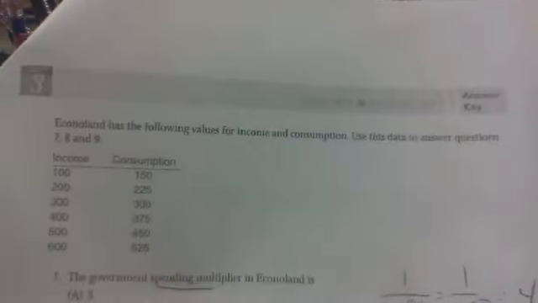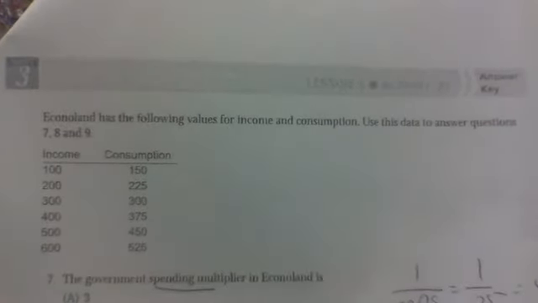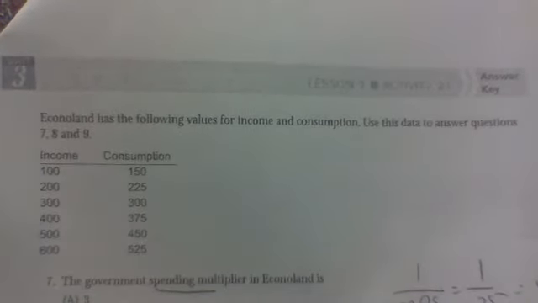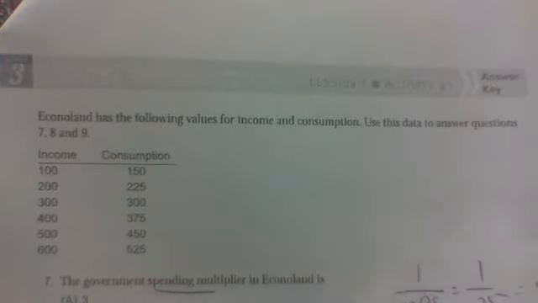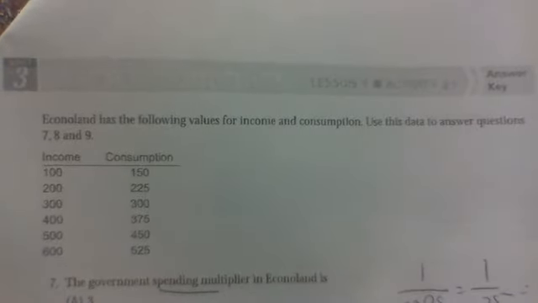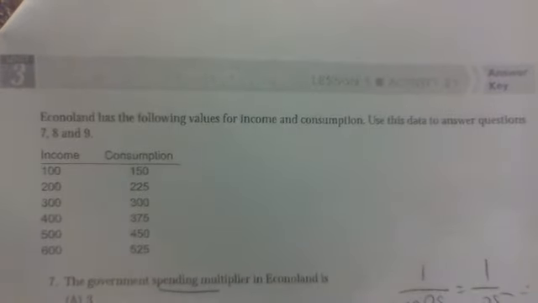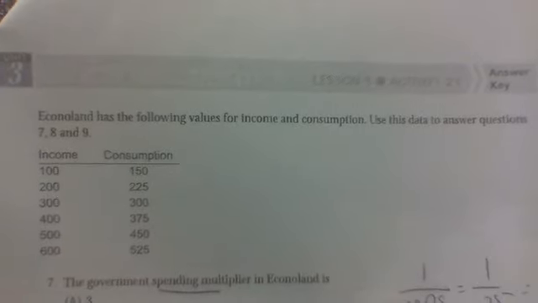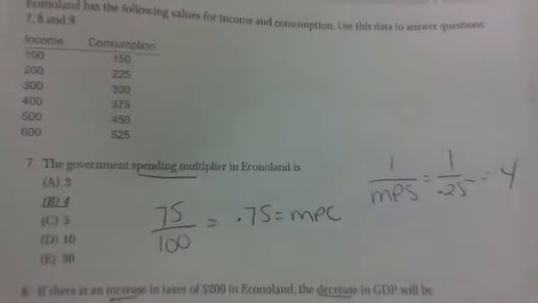These next few questions use this table right up top. You see incomes are going up from 100 to 200 to 300 to 400 to 500, and consumption is also going up by $75, 150 to 225 to 300 to 375. So, first question is, what is the government spending multiplier?